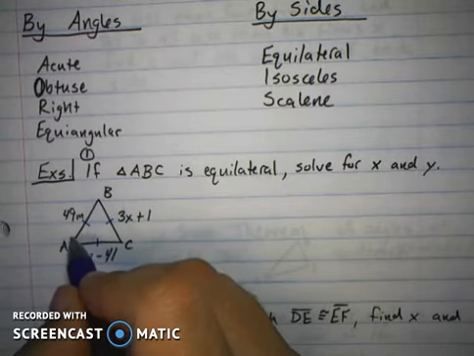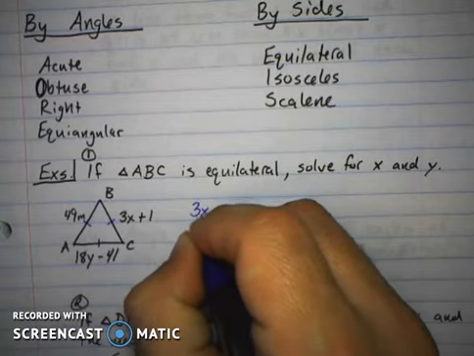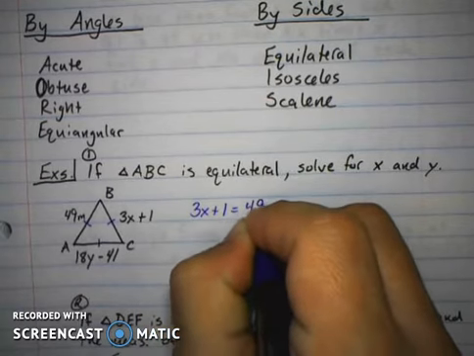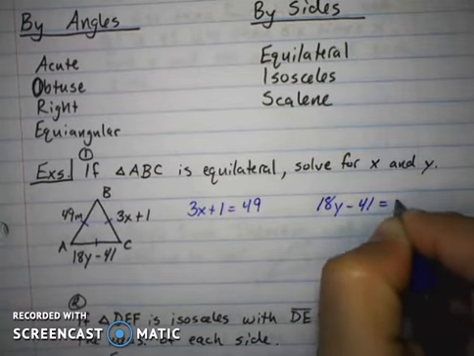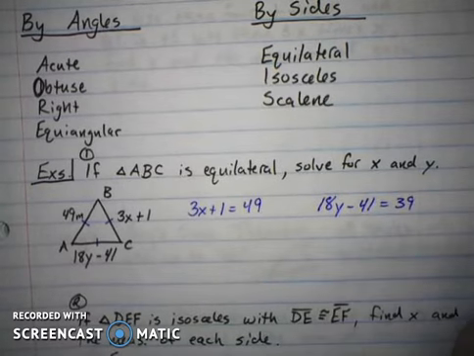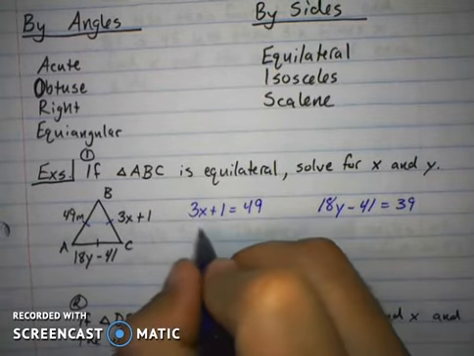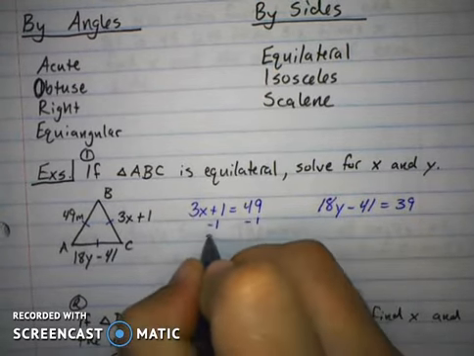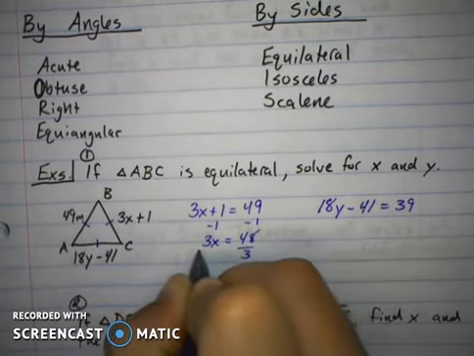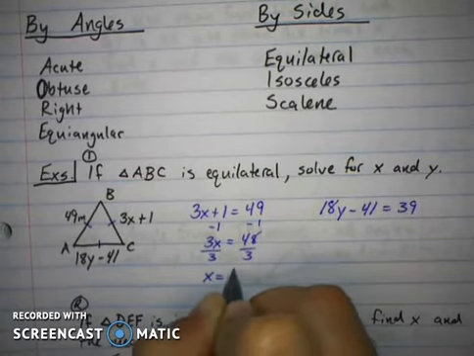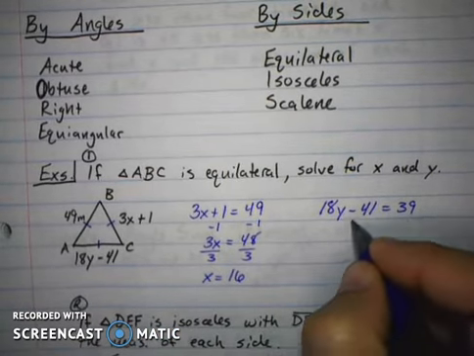But we do know that this side is 49. That means they're all equal to 49. So we can say 3x plus 1 equals 49. And we can say 18y minus 41 equals 39. Okay? And we can solve both of these equations to find x and y. First, solve for x. And x is 16. Then solve this one for y.